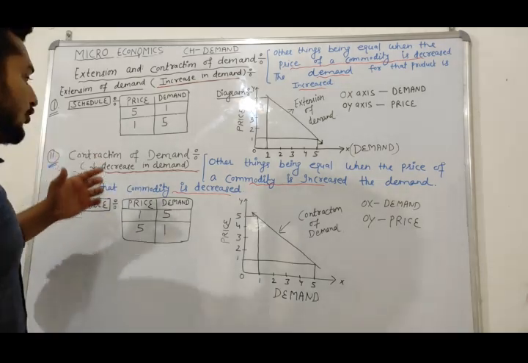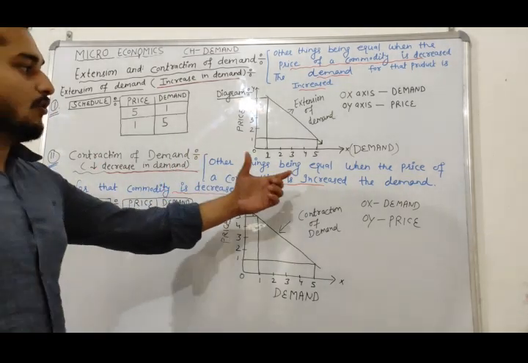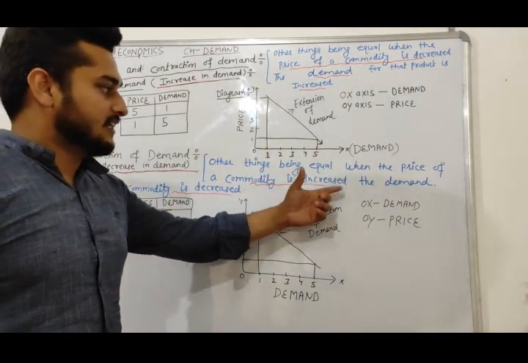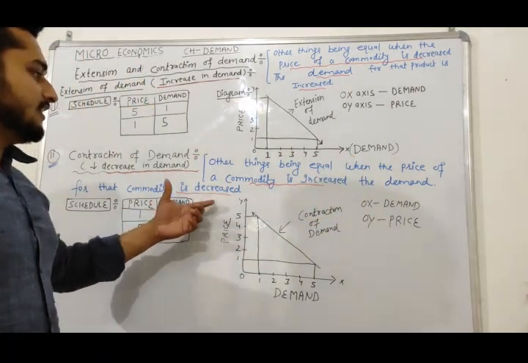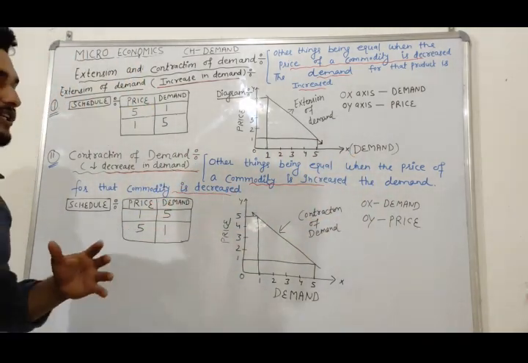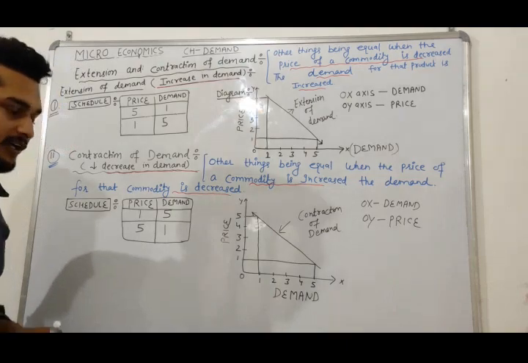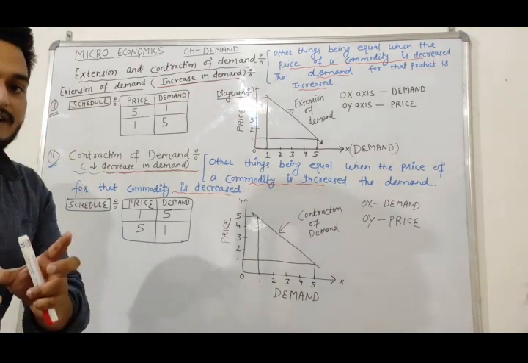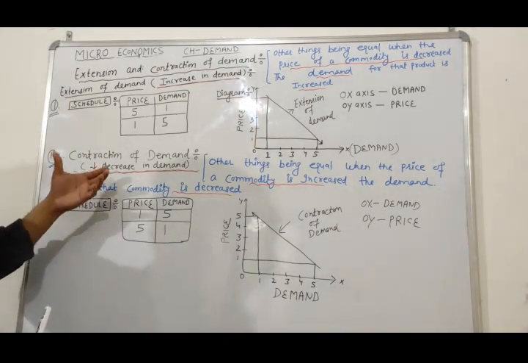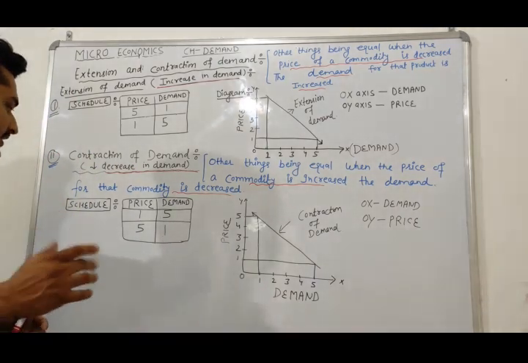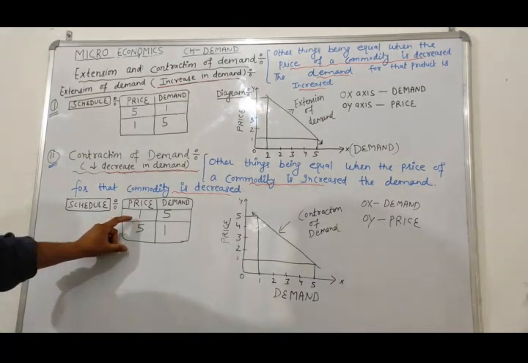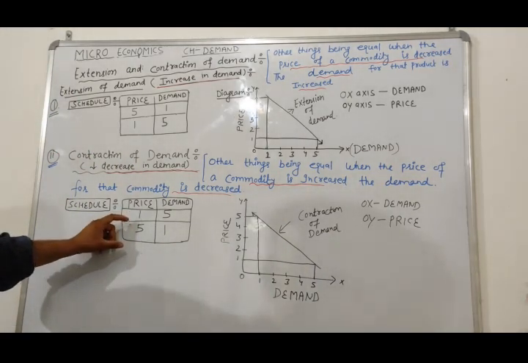Now we will discuss contraction of demand. Other things being equal, when the price of a commodity is increased, the demand for that commodity is decreased. Means जब किसी commodity के price increase होते हैं तो उस commodity के लिए हमारी demand कम हो जाती है. And contraction of demand means decrease in demand.